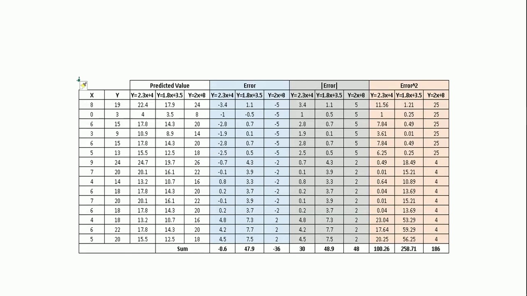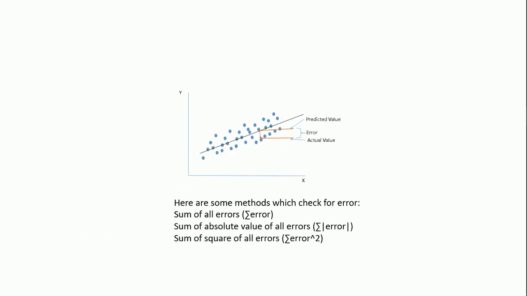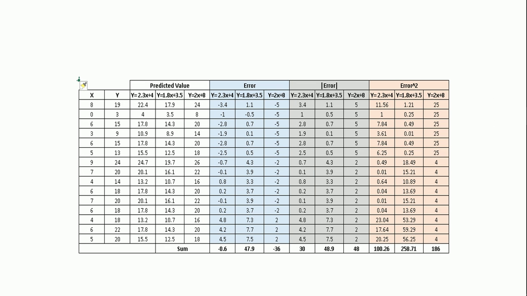So what we have actually done is take the squares of our errors: 3.4 squared is 11.56, 1.1 squared is 1.21, and 5 squared is 25. Similarly, we have calculated the error according to the three methods for all the data points, and then we have summed it, because the methods are only these: sum of all errors, sum of absolute values of errors, and sum of squares of all errors. So basically we have summed it.